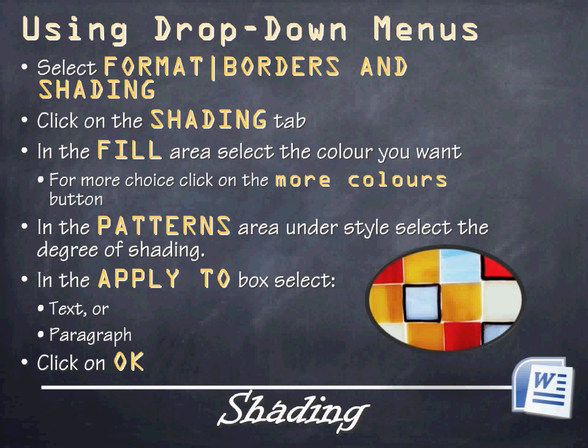In the Fills area, select the color you want. You can even select more colors by selecting the More Colors button. In the Patterns, you can select any type of pattern that you like, and then you're going to click on the Apply To box and select either the text or the paragraph. Once you click OK, voila, you got some shading.